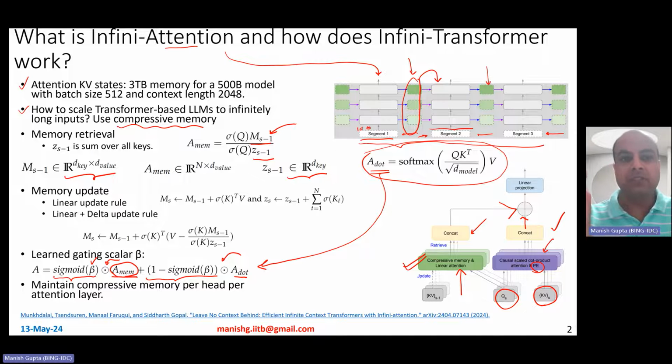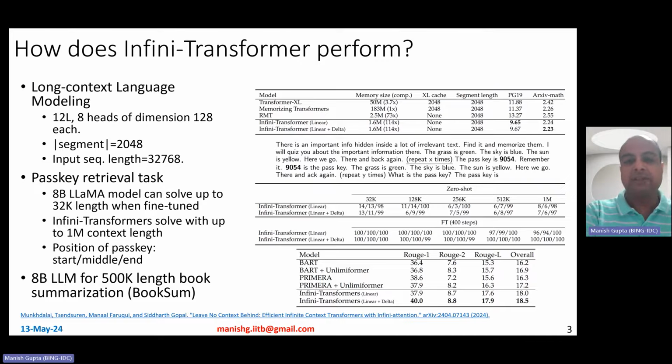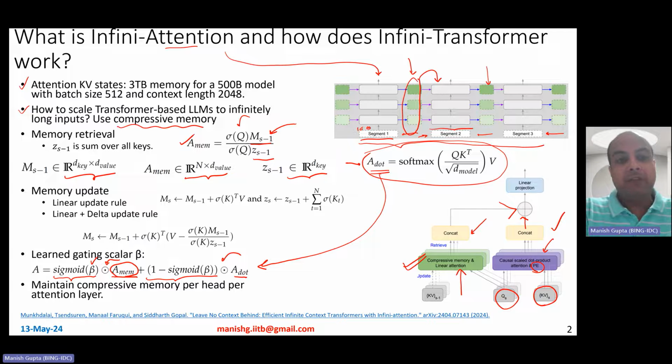Where D, of course, is the dimension. So D key is the dimension of the key, and D value is the dimension of the value vector, right? And then basically you take the current segment's query and apply some activation, sigma activation, to it. In their particular case, they use the ELU activation, exponential linear units, right? And then they compute the A memory in that format. Now, of course, A memory is going to be N cross D value, so it's basically of the same size as A dot. So that's how you retrieve from memory.